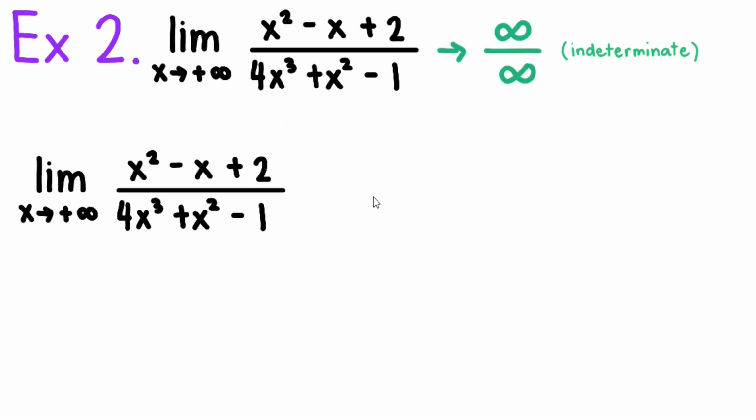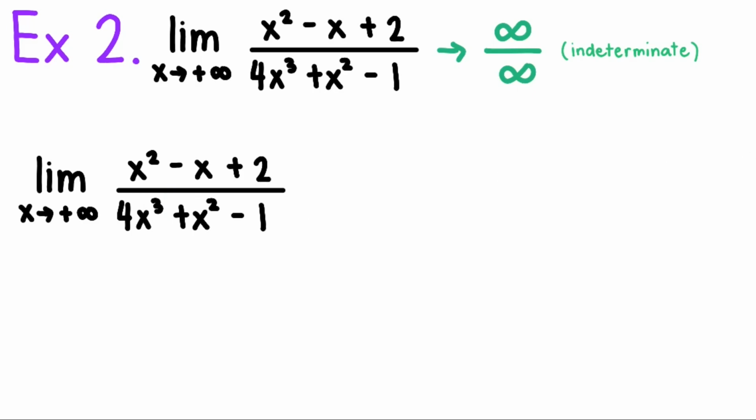But the technique here is quite similar to this. What you need to remember is that instead of 1 over x, we divide by 1 over x raised to the highest exponent in either the numerator or the denominator. In this case, the highest exponent is 3.